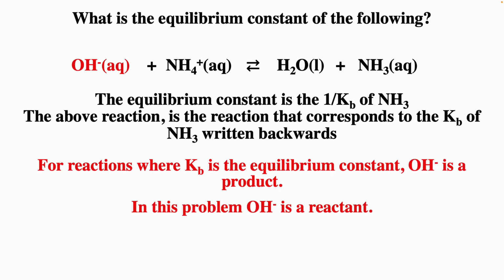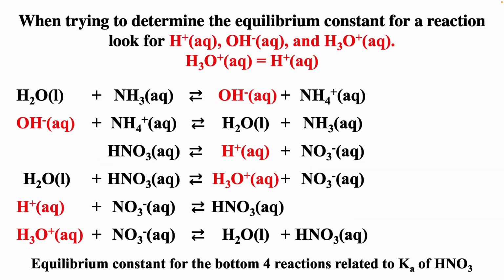Again, hydroxide ion as a reactant makes us think about 1 over Kb. Hydroxide ion as a product makes us think about Kb. So when trying to determine the equilibrium constant for a reaction, you look for hydrogen ion, hydronium ion, or hydroxide ion. And remember, hydrogen ion and hydronium ion are the same thing. For the top reaction, we see a hydroxide ion as a product, and so that makes us think Kb of ammonia. For the second one, we see hydroxide ion as a reactant, and so that's 1 over Kb of ammonia.